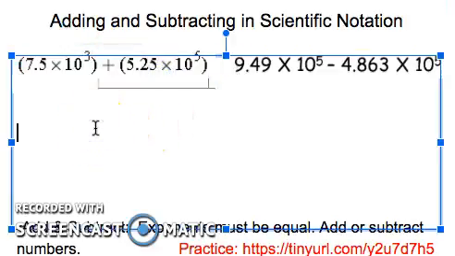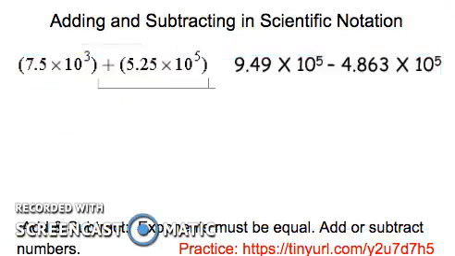So let's try this one now. Now we have two exponents that are not the same. We have times 10 to the third and times 10 to the fifth. And you may remember that you have to have these exponents the same. You simply do. So what we will do is we will make this 5 a 3. And I guess you could have gone either way, but I've chosen to do that. So why don't we do this? We want to take the 5.25 and make it times 10 to the third.